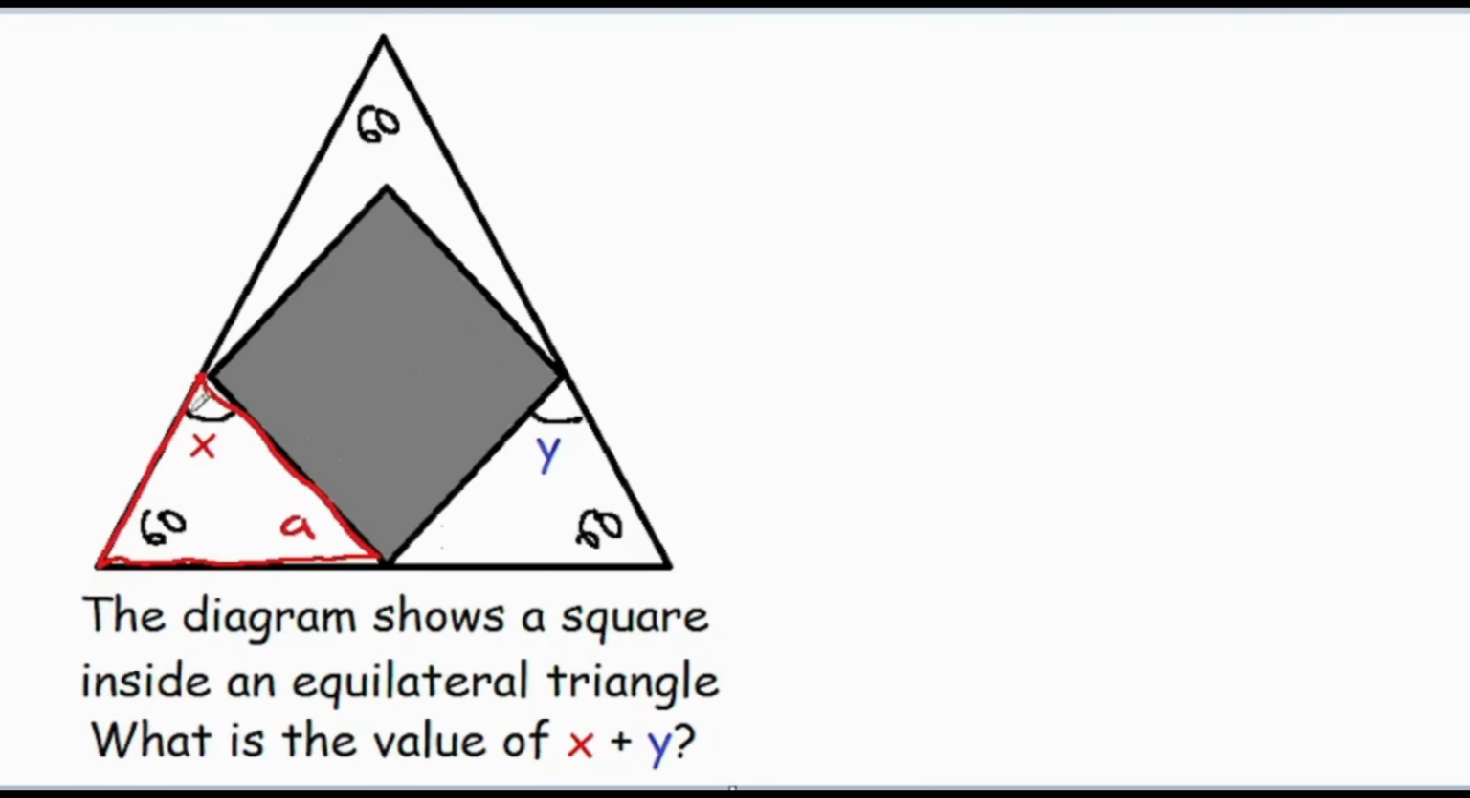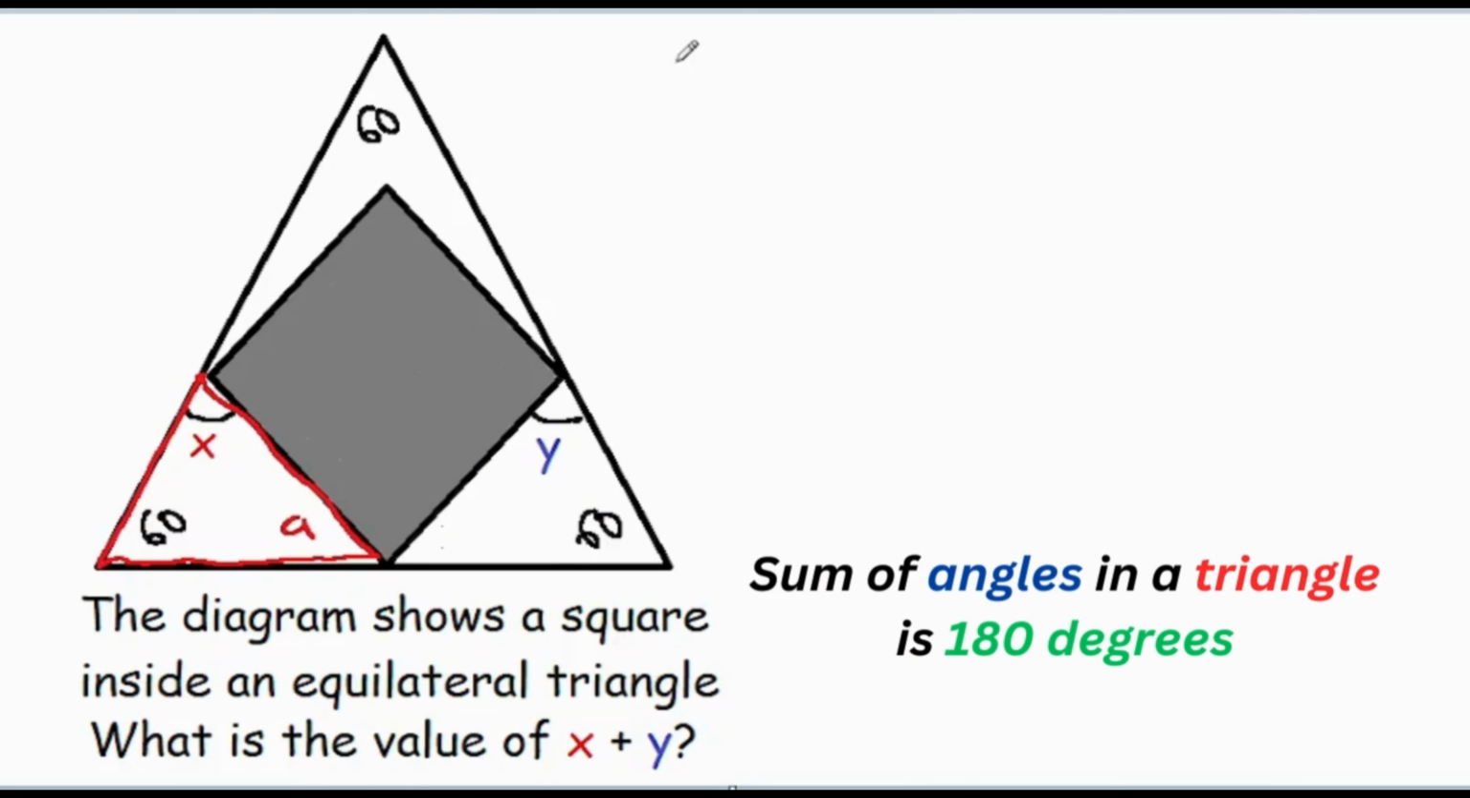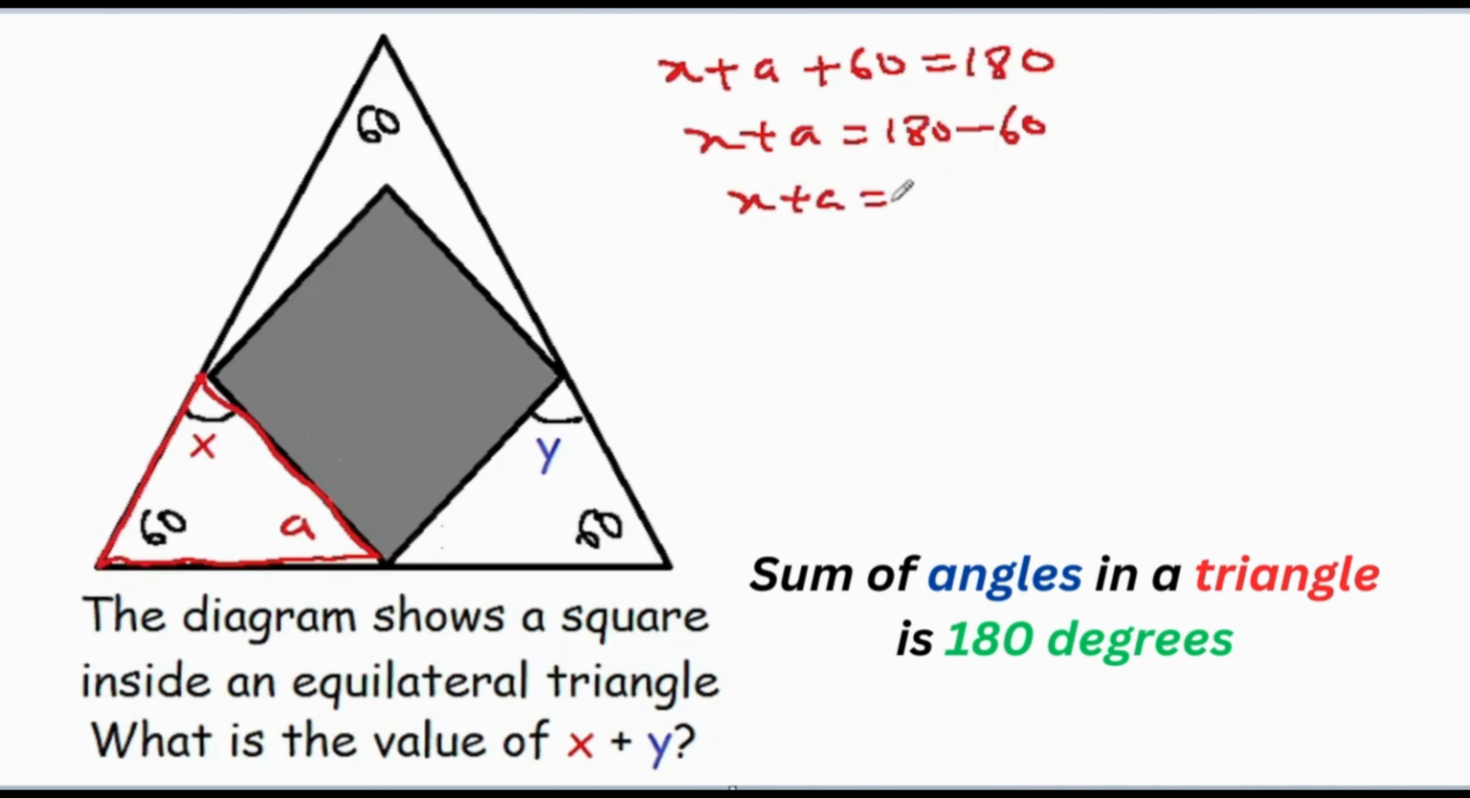Now, considering the red triangle, the sum of angles in a triangle is 180 degrees. So x plus a plus 60 equals 180 degrees. Subtract 60 from both sides of the equation: 180 minus 60. So x plus a equals 120 degrees. Let's label this as equation 1.